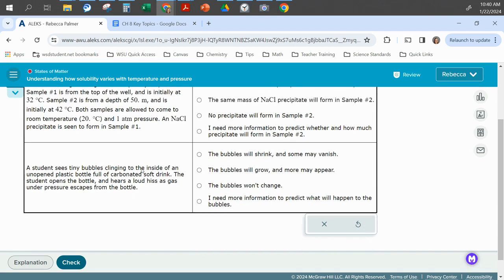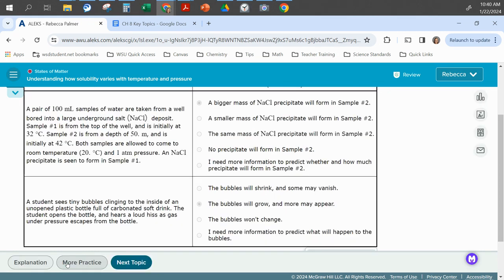A student sees tiny bubbles clinging to the inside of an unopened plastic bottle. The student opens the bottle and hears a loud hiss as gas under pressure escapes. So what's going to happen if you release the pressure from the bottle? Yes, you'll see more bubbles because you're making the gas less soluble by releasing the pressure. First, the bottle was under pressure. Then you opened it. Now there's less pressure. The gas is not soluble anymore because there's no pressure holding it in the liquid. Does that make sense? Okay. Yeah, this one's just like you got to practice a lot of these different versions.